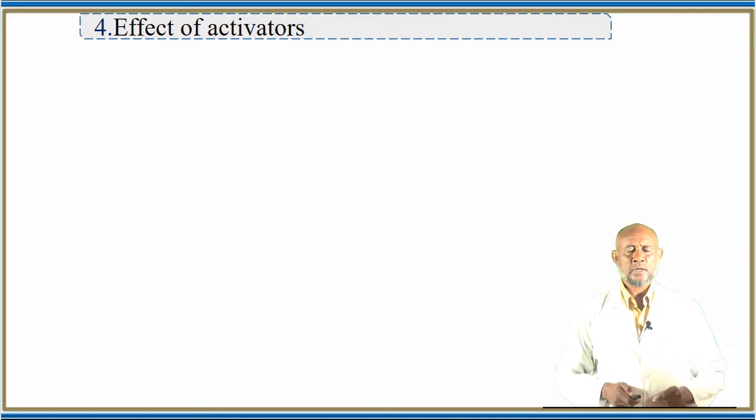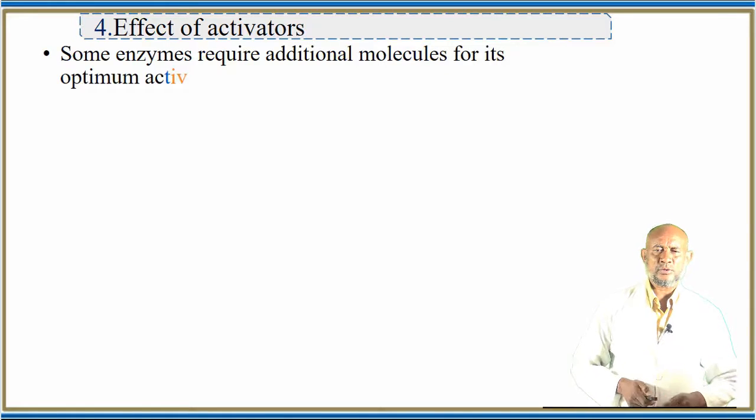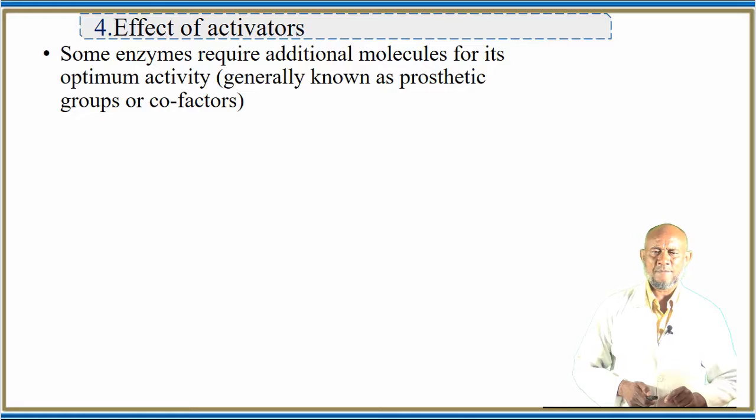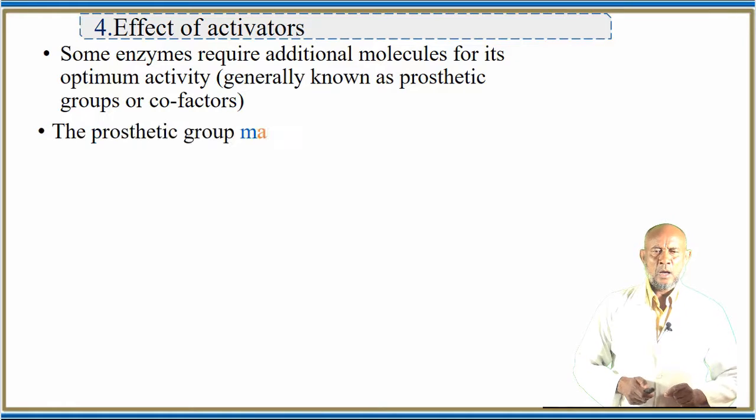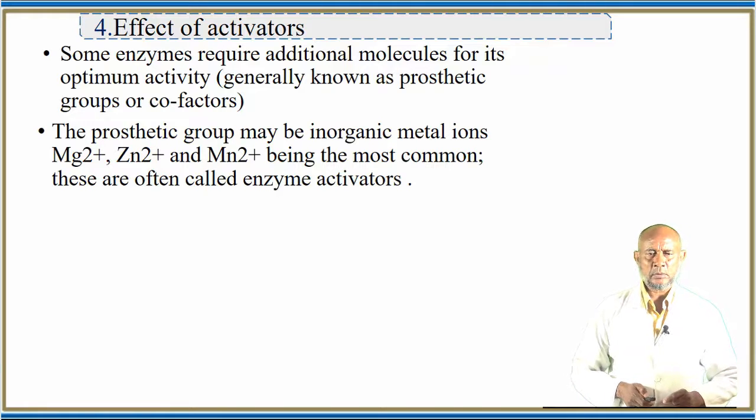Now let's look at the fourth factor that affects enzyme activity, which is activators. Some enzymes require an additional molecule for optimum activity, generally known as prosthetic groups or cofactors. The prosthetic group may be an inorganic metallic ion like magnesium ion, zinc ion, manganese ion being the most common. These are often called enzyme activators.